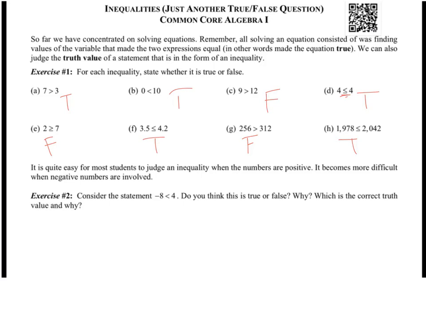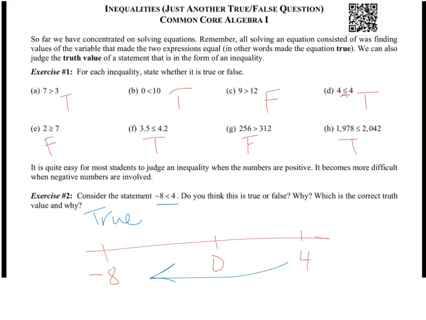So consider the statement: -8 is less than 4. What I want you to do is always make a number line. It doesn't have to be perfect. Obviously, I do not have this scaled correctly, but I know that -8 will go here, 0 will be in the middle, and 4 will go here. Is -8 less than 4? Is it to the left of 4? Yes, it's true. So yes, -8 is less than +4 because it's to the left on the number line.